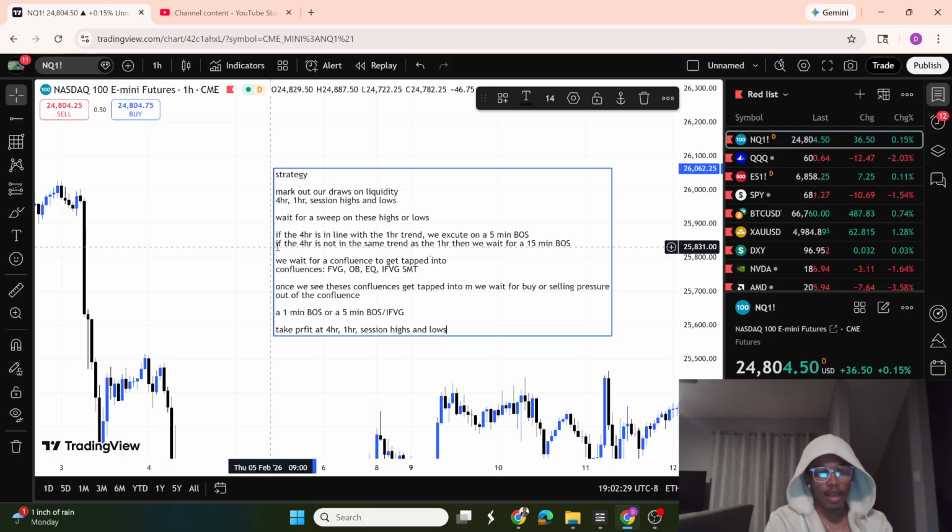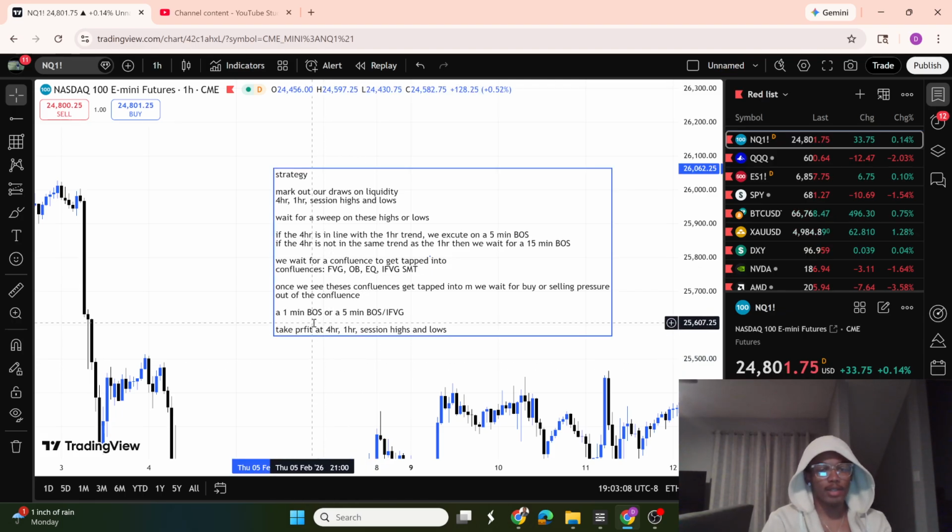Let's go back. If the 4-hour and the 1-hour are not in the same trend, then we wait for a 15-minute break of structure. We wait for one of these confluences to get hit, a fair value gap, an order block, an equilibrium, IFVG maybe, or an SMT. Then once we see this get tapped into, now what we're waiting for is a 5-minute break of structure or a 5-minute inverse fair value gap. And then we'll take profit at the same places. So that would be 4-hour, 1-hour, and session highs and lows. Okay, that was pretty fast. You may have to rewind that back just for confirmation. But with that being said, let's get into it.